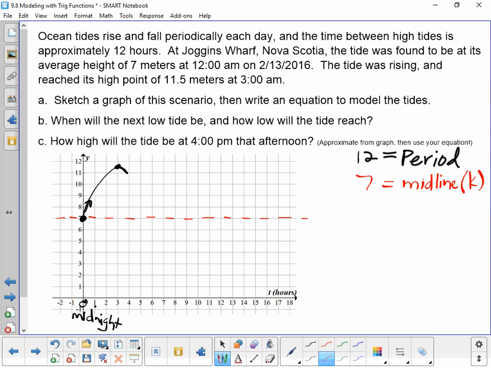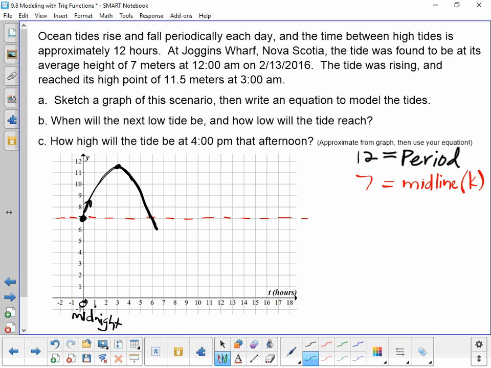And so this function, it looks to me like if it went up over the course of 3 hours, it should be back at its midline after 3 hours. But then it's not done. It's not going to immediately turn around. It keeps going down. 7 is the average, so it also has to go below that.